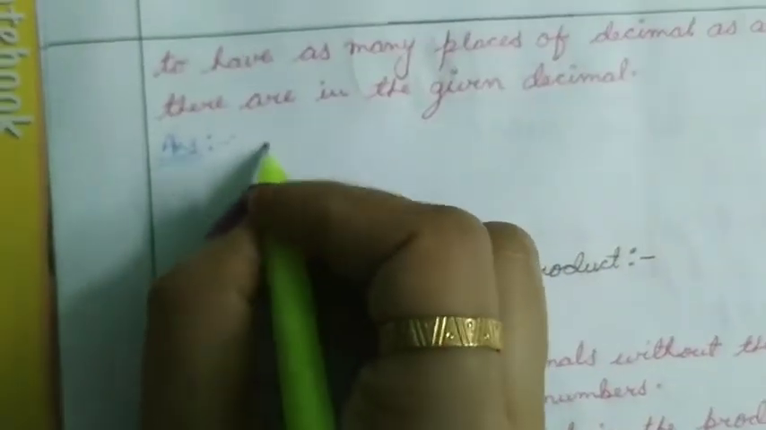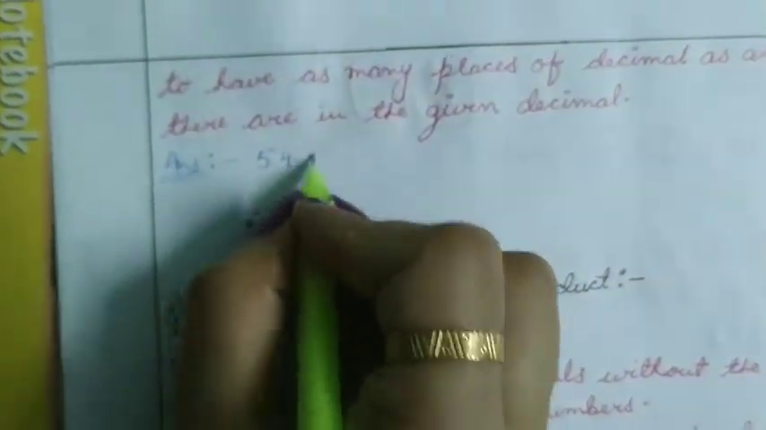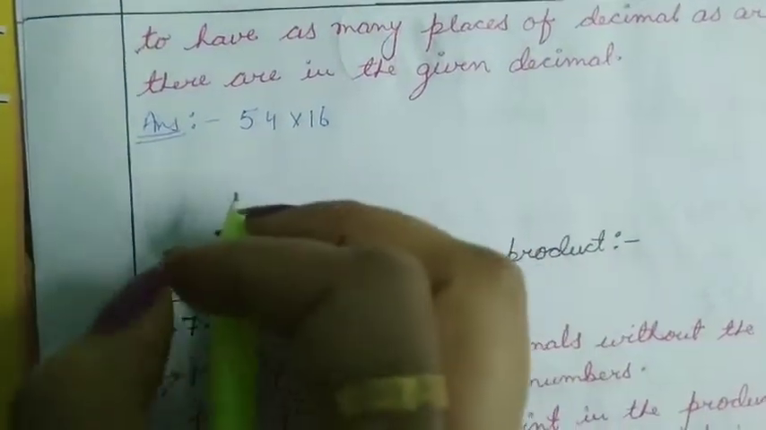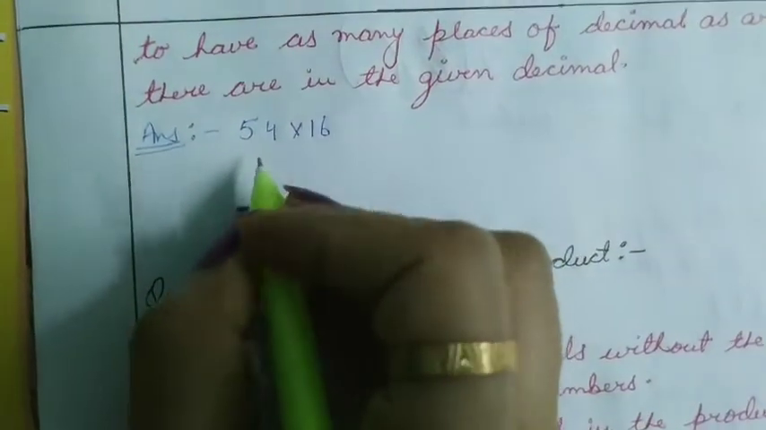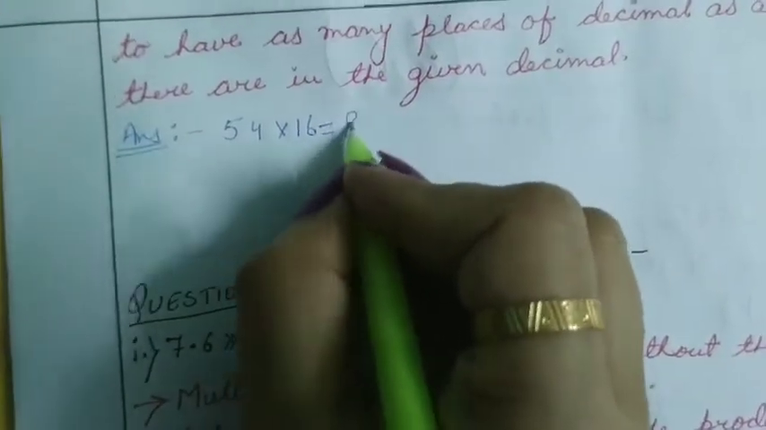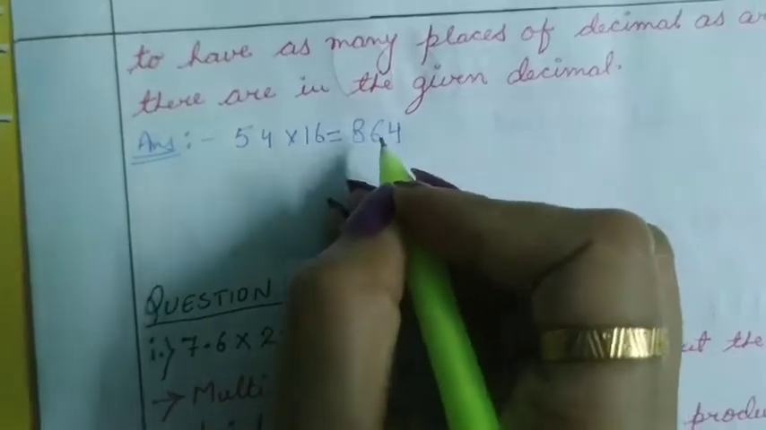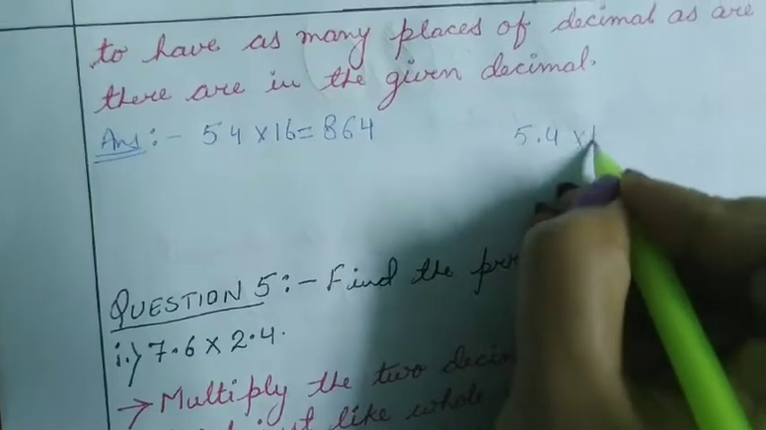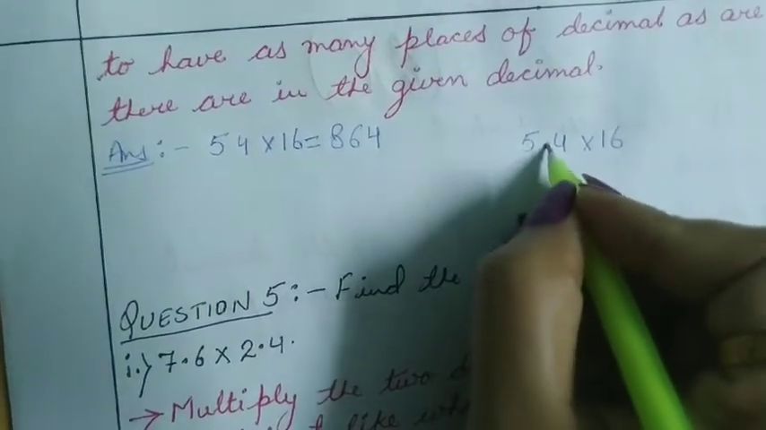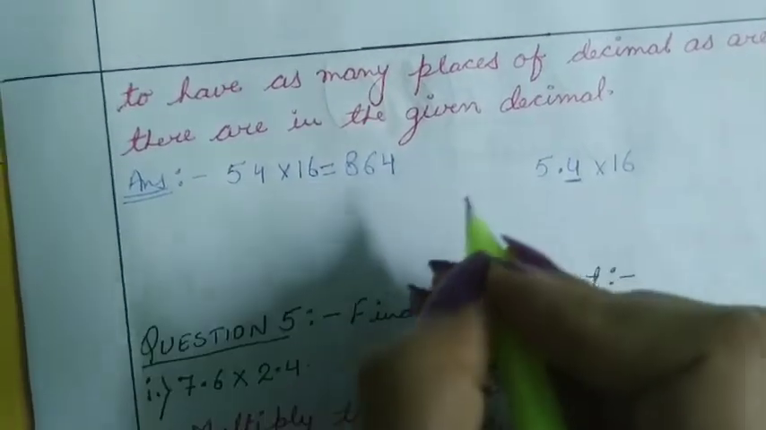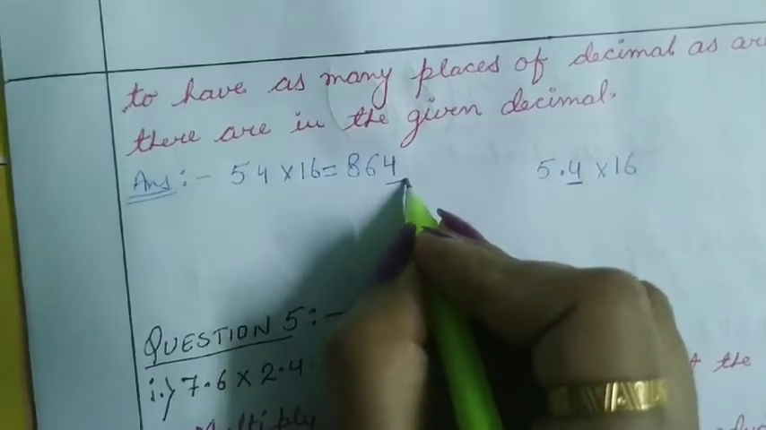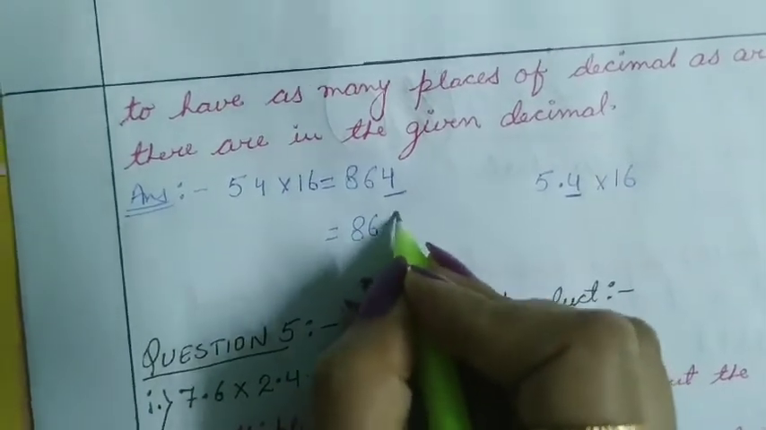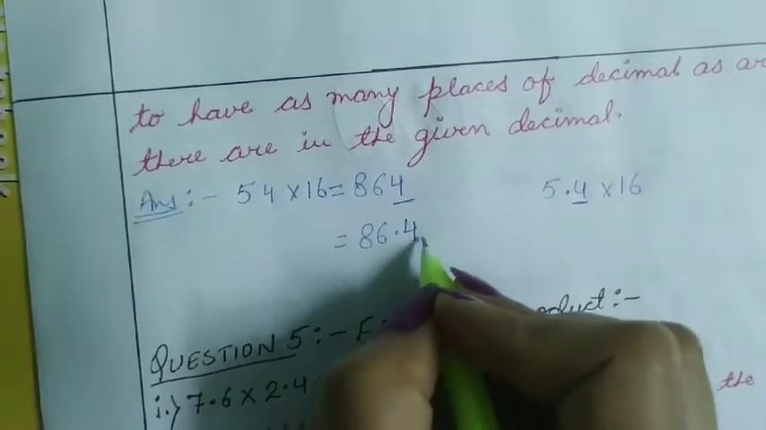So first we will multiply 54 into 16. 54 into 16 we will get 864. Now हम लोग देखे थे 5.4 था और 16 था, तो डेसिमल के बाद कितने डिजिट थे? 1. तो अब हम एक डिजिट राइट हैंड साइड से काउंट करेंगे और उसके बाद डेसिमल पॉइंट डाल देंगे, मतलब 86.4 is the answer.